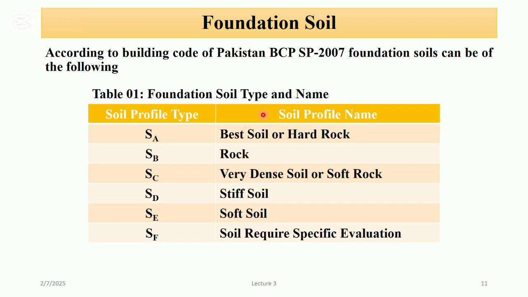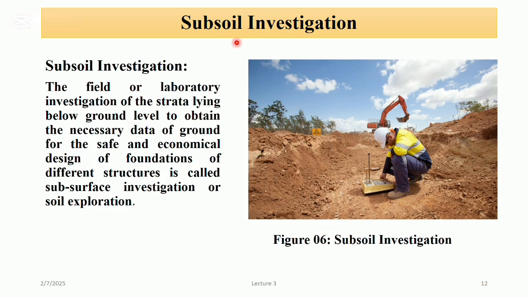According to the Building Code of Pakistan, the foundation soil can be of the following types. Hard rock is denoted by soil type SA, and rock is denoted by SB. Very dense soil or soft rock is denoted by soil type SC. Stiff soil is denoted by SD, and soft soil is denoted by SE, and soil requiring specific evaluation is denoted by SF.